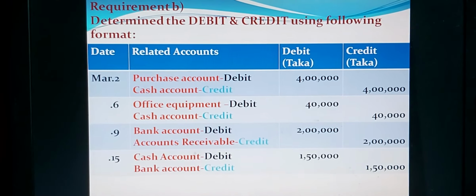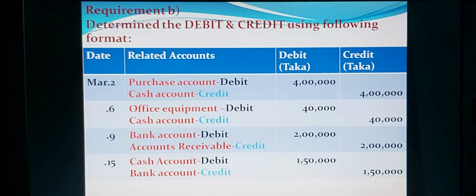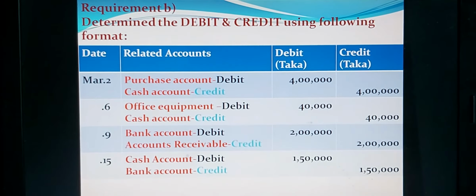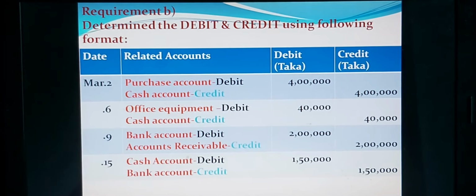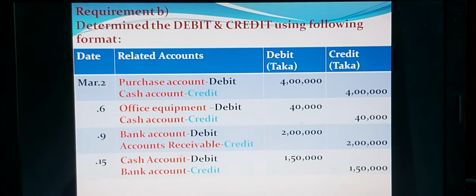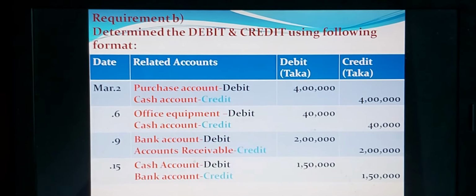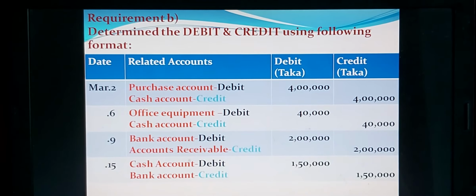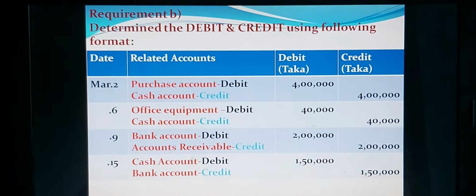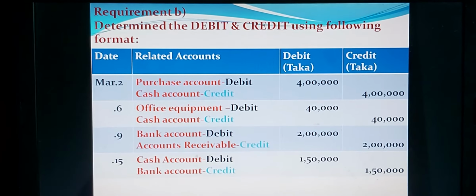Next one, March 6, new scale purchase for business. Basically, it is a measuring scale. Measuring scale is one kind of equipment, that is office equipment. So when any scale is purchased, then office equipment is increased.